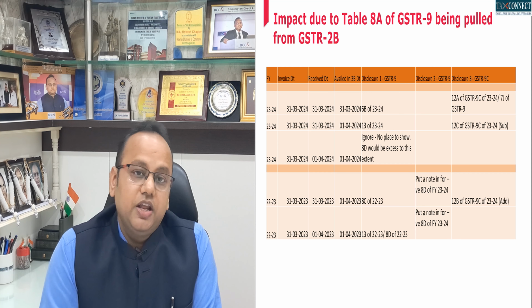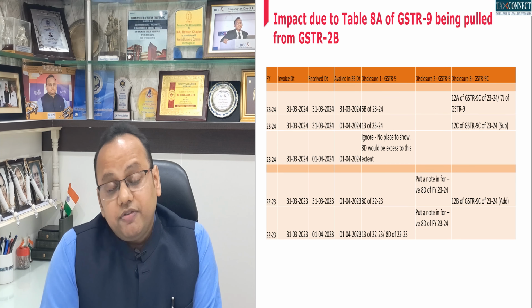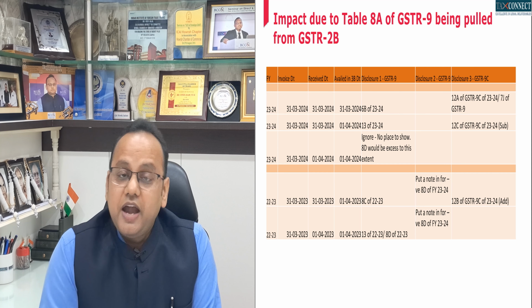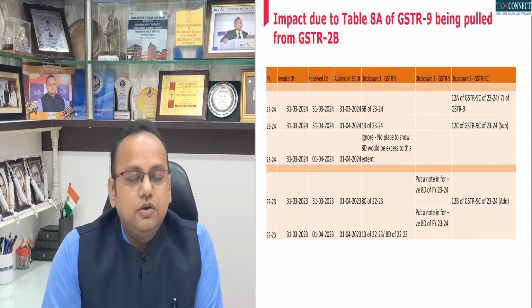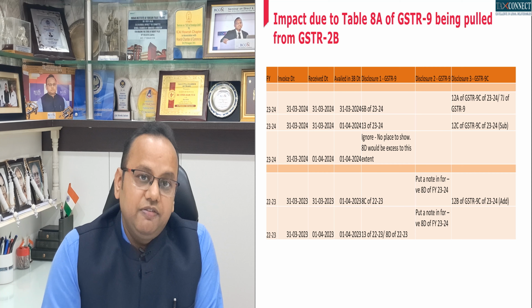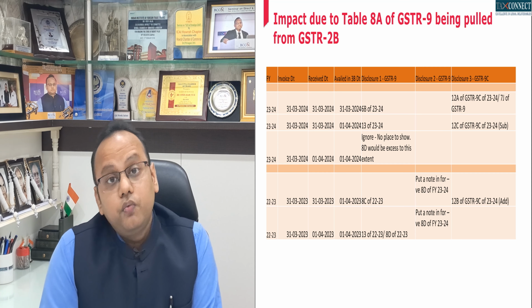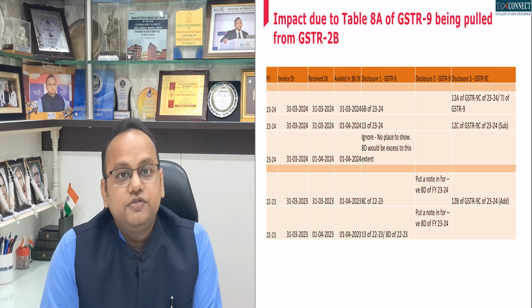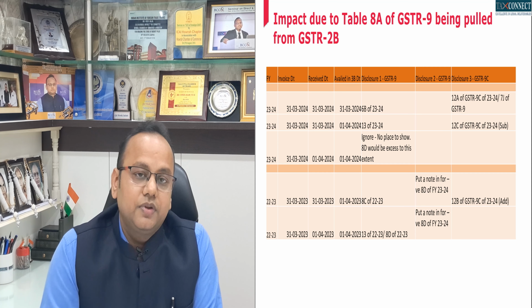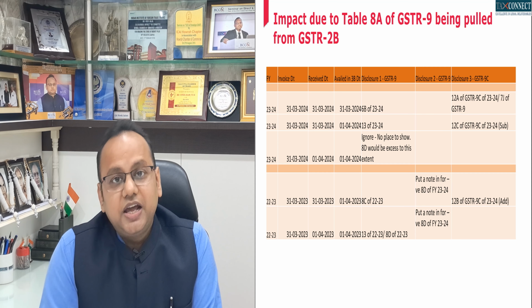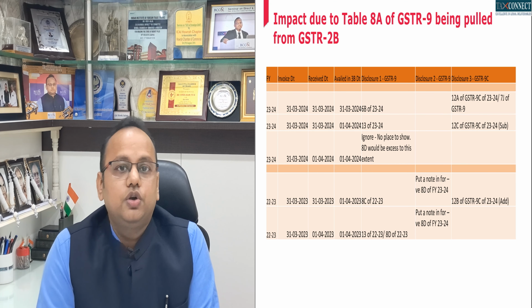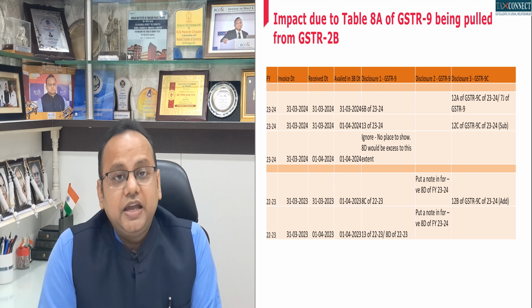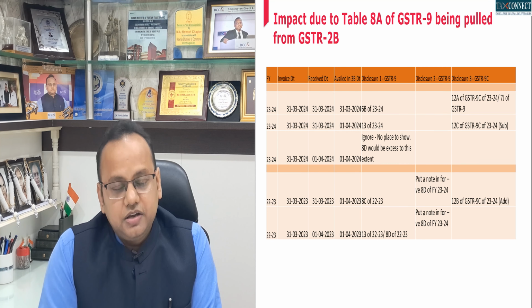Say for example, your invoice date is March 24. However, you have received the goods or services and posted the transaction in your ERP in April 24. And of course, you have availed the credit also in April 24. While this transaction would appear in table 8A of GSTR 9, however, this input tax credit would be an input tax credit of financial year 24-25 and would be taken in the next financial year.